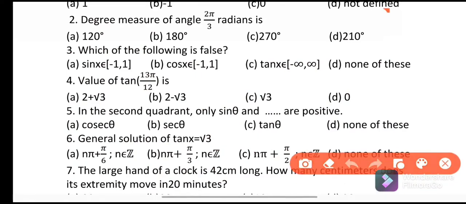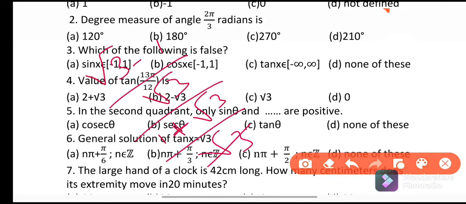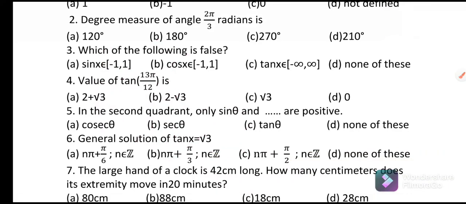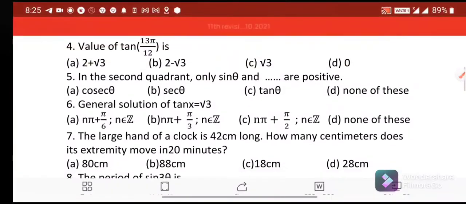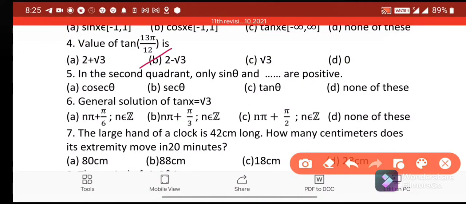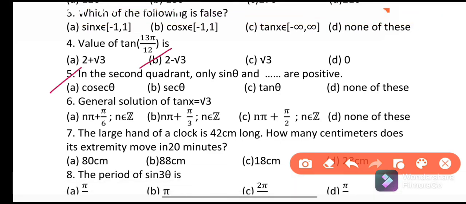Now by solving this, we get under root 3 minus 1 by 3 and 1 plus under root 3 by under root 3. Now by rationalizing and simplifying, we get the result 2 minus under root 3. Next question: in the second quadrant, sin theta and cosecant theta are positive. So the answer is A option.